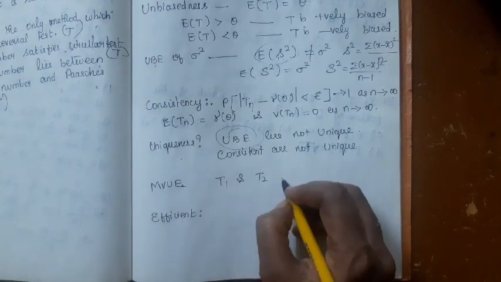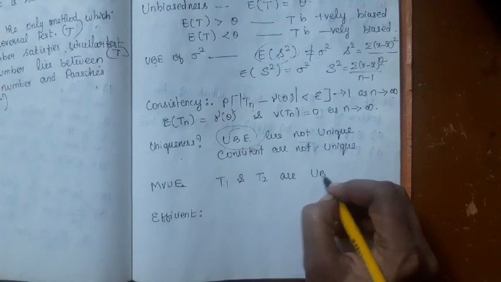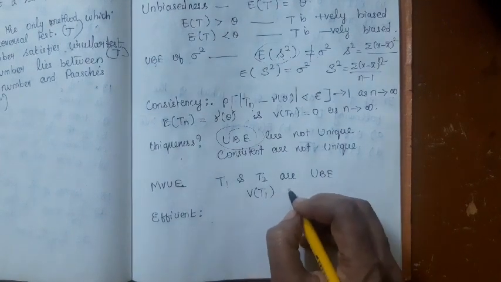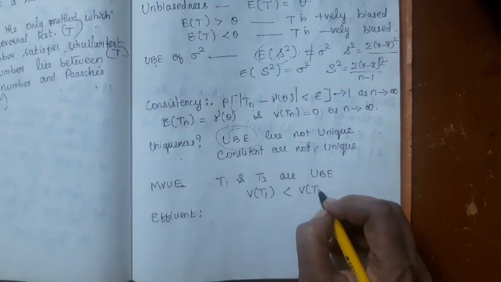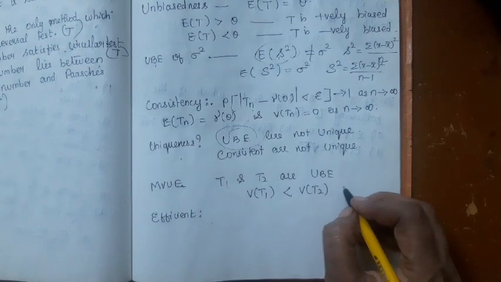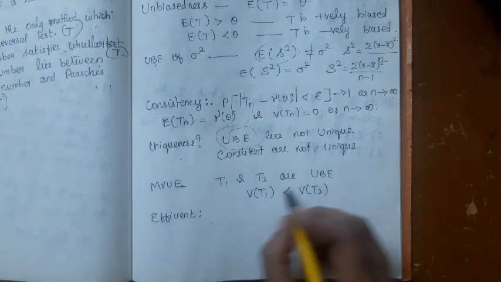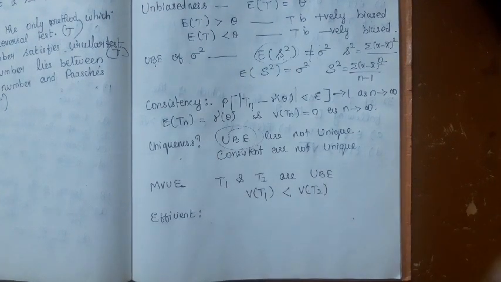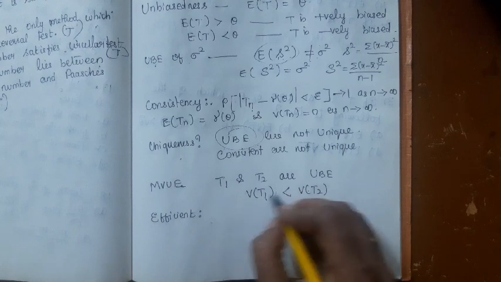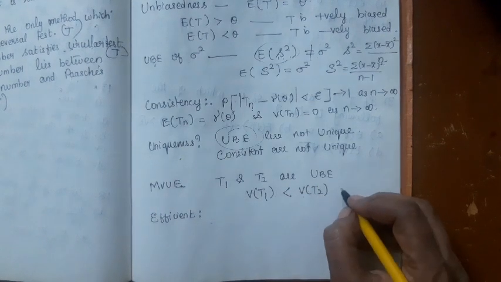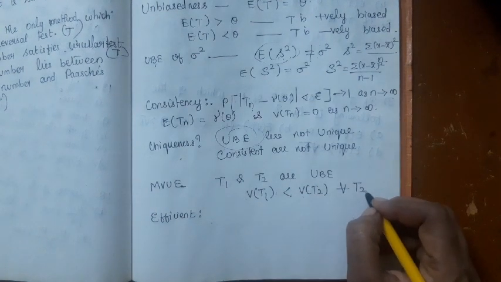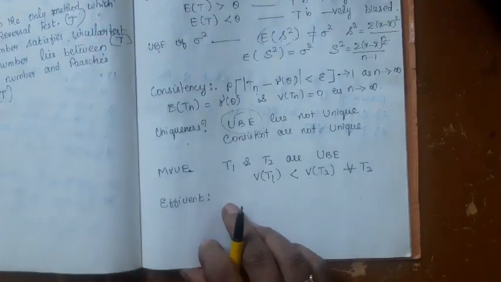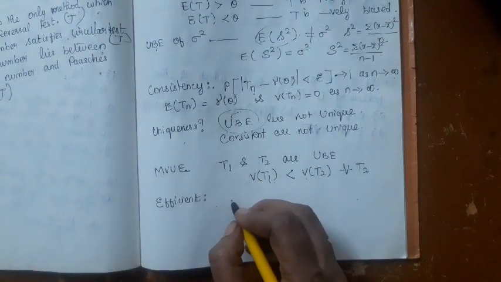T1 and T2 are unbiased estimators. If the variance of T1 is less than variance of T2 for all possible T2, that is, T1 is an unbiased estimator, T2 is any other unbiased estimator, if variance of T1 is less than variance of T2 for all unbiased estimators T2, then you call T1 the minimum variance unbiased estimator.